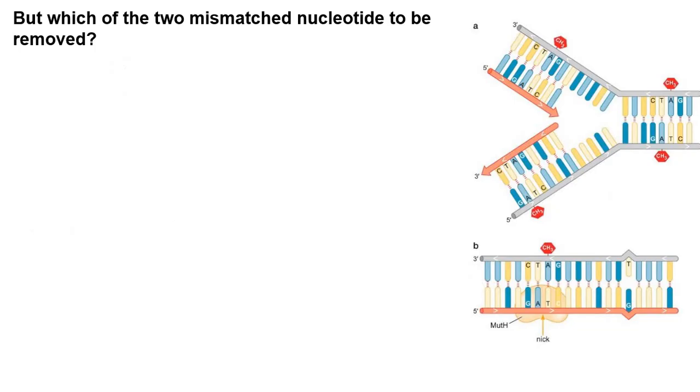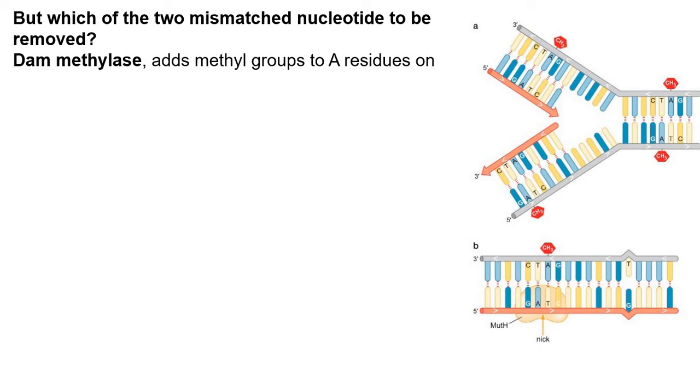E. coli, or bacteria in general, have this really nice system. They have this special enzyme called Dam methylase. This Dam methylase adds a methyl group to A residues on both strands of the sequence 5' GATC 3'. So here, this is GATC, so it will add a methyl group on A. So this is the parental strand. The parental strand already has the methyl group. The daughter strand will get the methyl group once the replication is going on.